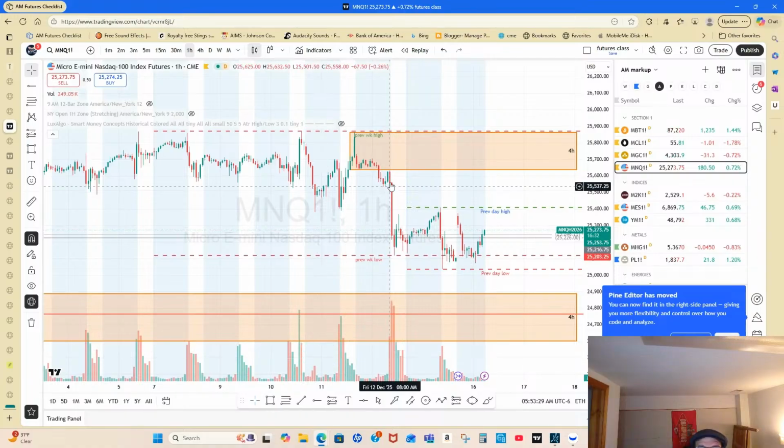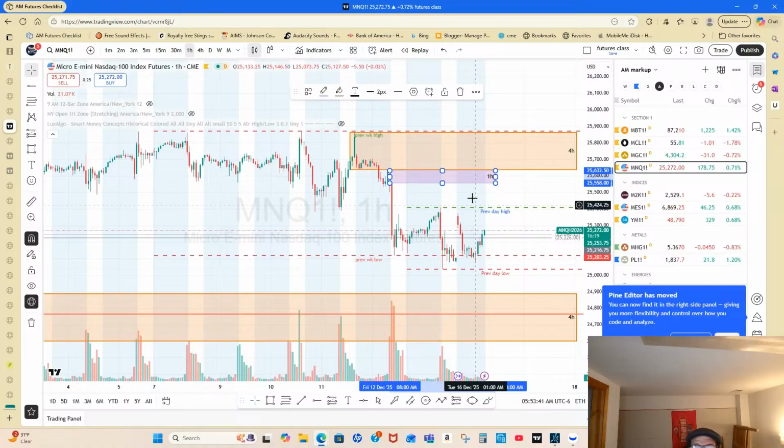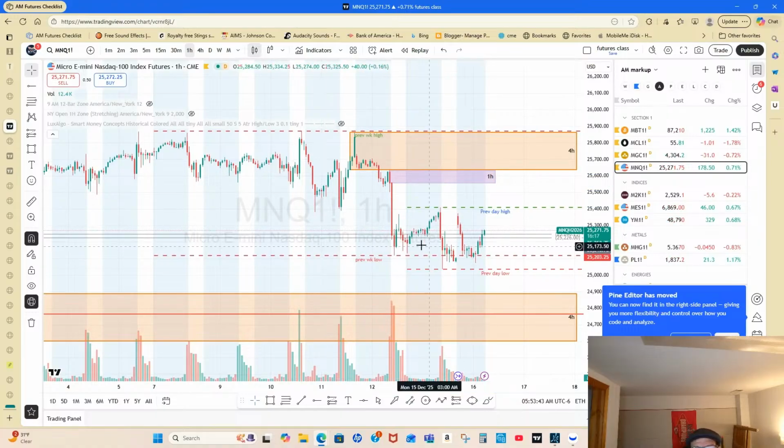Because there was this big reversal that happened right here on the hour. It's not the opening hour. It is, but it's not the open. Like this is the entire open hour zone that I normally reserve that for.